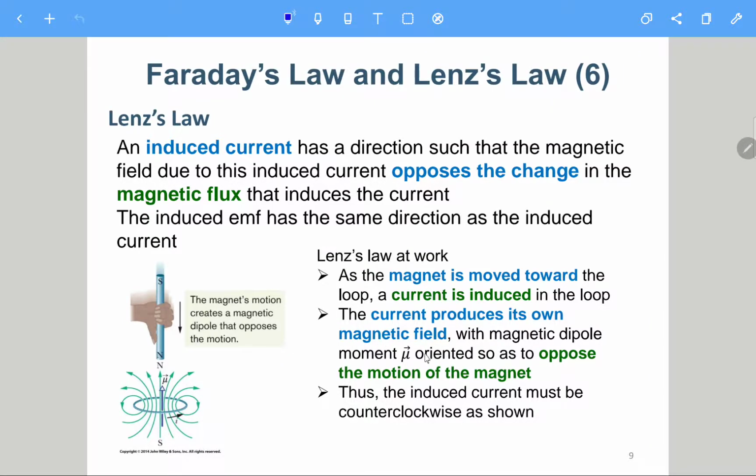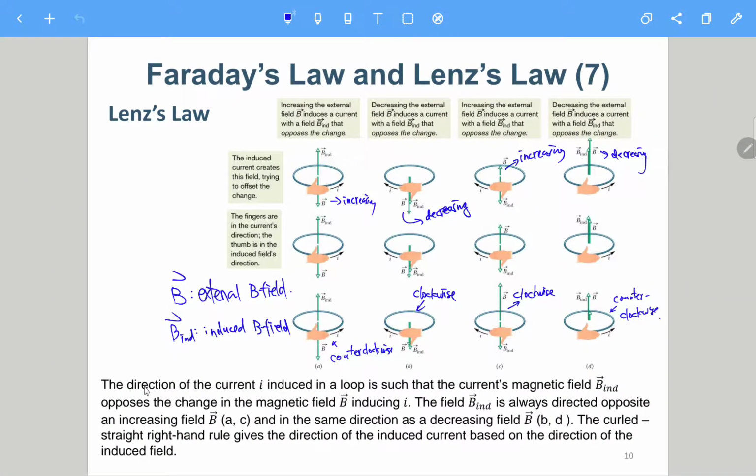So this is how to determine the direction of the current. Any questions? Actually, it's not so straightforward, but this is how you determine the direction of the current.